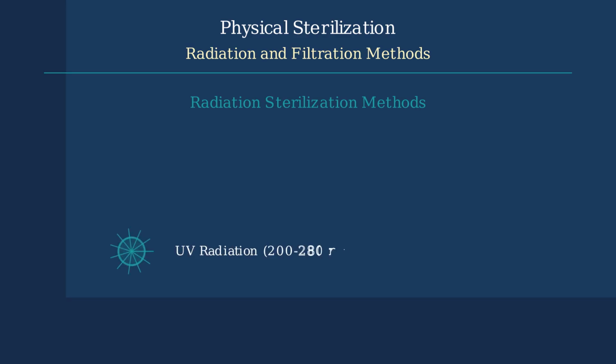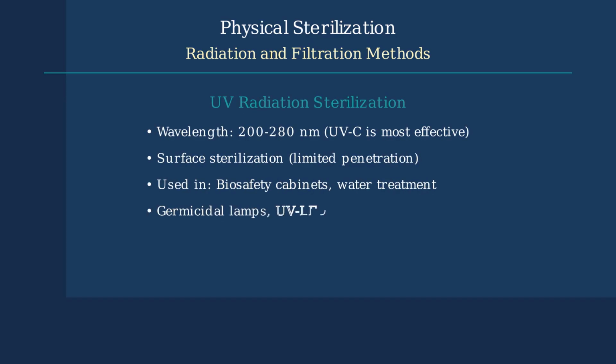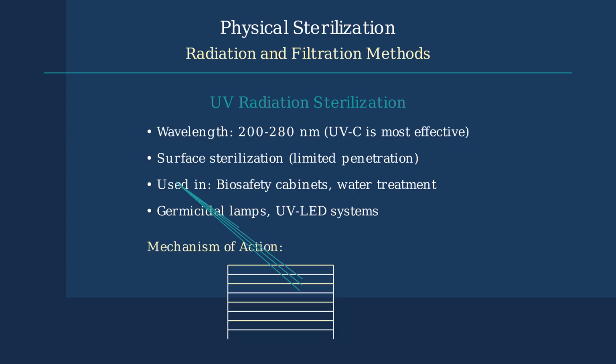This section covers physical sterilization methods using radiation and filtration. Radiation sterilization uses ultraviolet light and gamma rays to eliminate microorganisms. Ultraviolet radiation, particularly UVC, with wavelengths between 200 and 280 nanometers, is highly effective for surface sterilization. UV light works by damaging microbial DNA. It causes thymine dimers to form, which prevents DNA replication and leads to cell death.